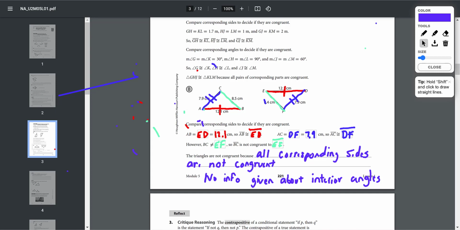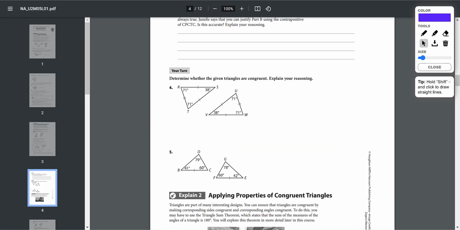All right, so let's flip to the next page, page 222. And there are 2 your turn examples, number 4 and number 5, on this page. Again, I want you to pause the video, and in about 10 seconds, I'm going to go through number 4, but I want you to try it first on your own. So number 4, the answer is yes, those two triangles are congruent.